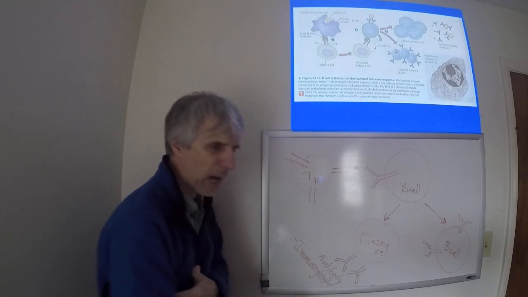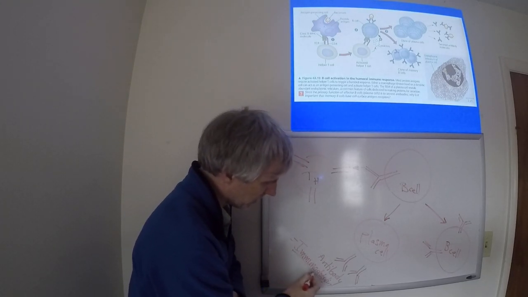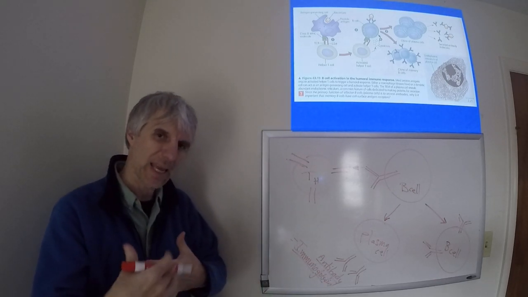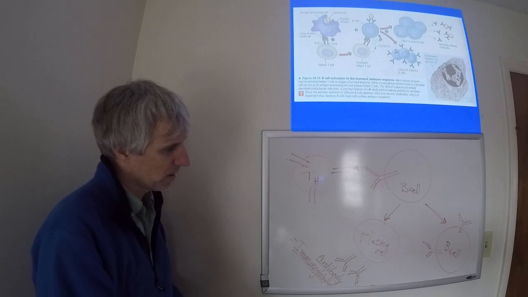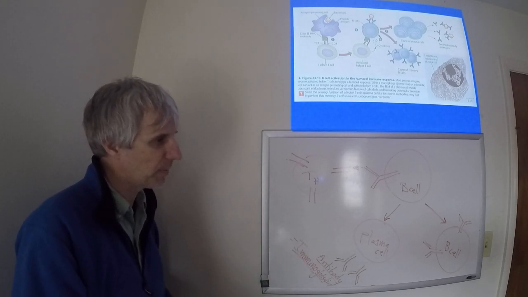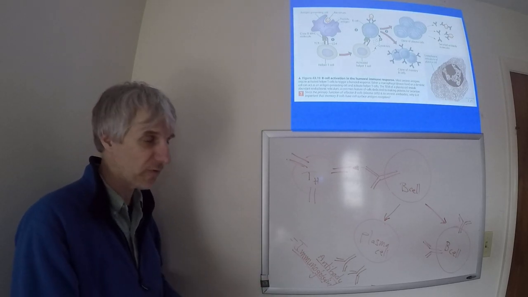Anytime you see glob, think protein. So this is an immune system protein, and antibody meaning it's anti-something else. So the plasma cell secretes antibodies and immunoglobulins. Okay, so far so good?